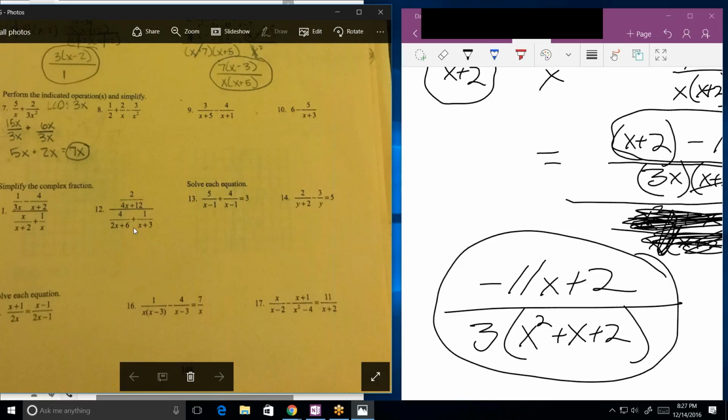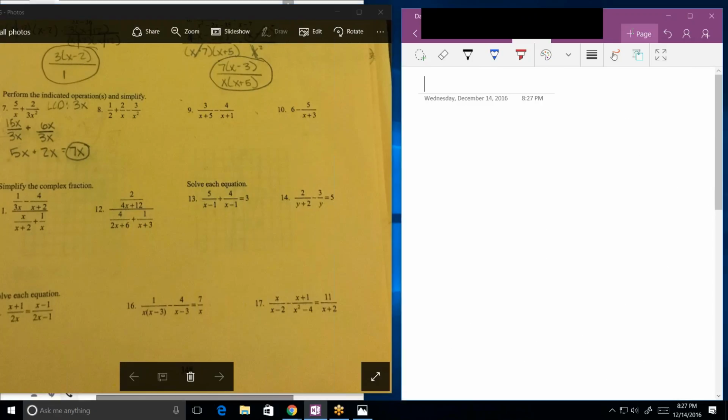In the denominator, what is the least common denominator? In the numerator, the least common denominator would be... No, not in the denominator. Here, well, on top. Let me write it so I can expand it. This will be the last one we do.